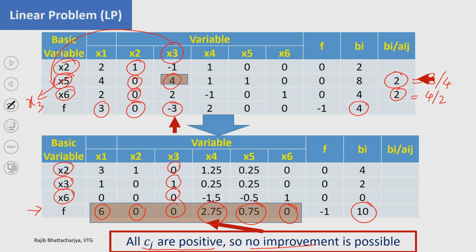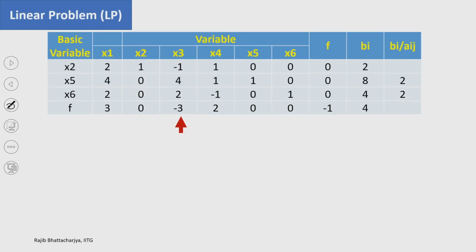So what will you do basically? You will look at the coefficient of the variable in the objective function, and if it is positive, okay, so no improvement is possible, that means you got the optimal solution. I hope this is clear.